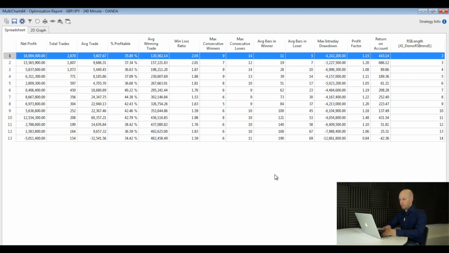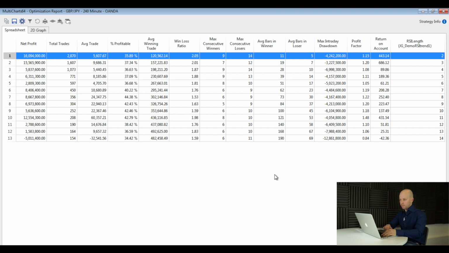But before I did that, I was just quite curious, because I knew that generally yen pairs do tend to be quite trending, so I just wanted to do a quick check, and it takes a few seconds, on those different RSI lengths just out of interest. So that's what I'm going to show you next. This is an optimization report testing those different RSI lengths.